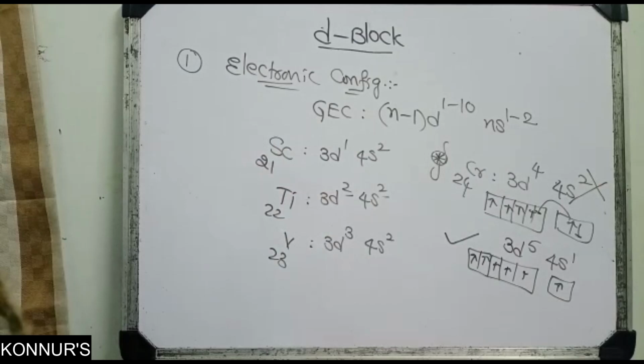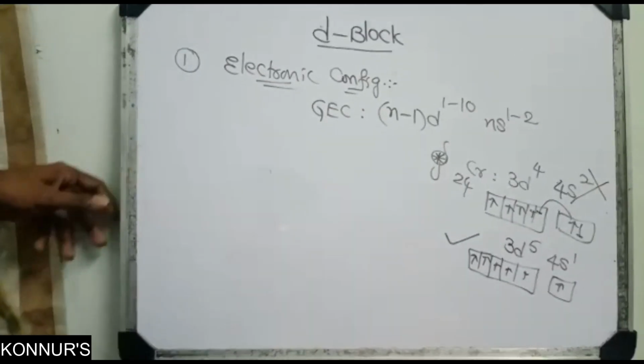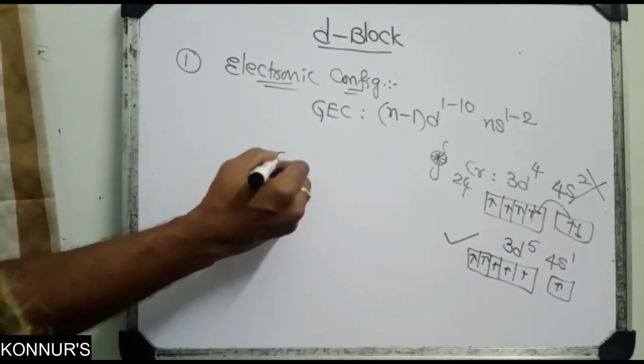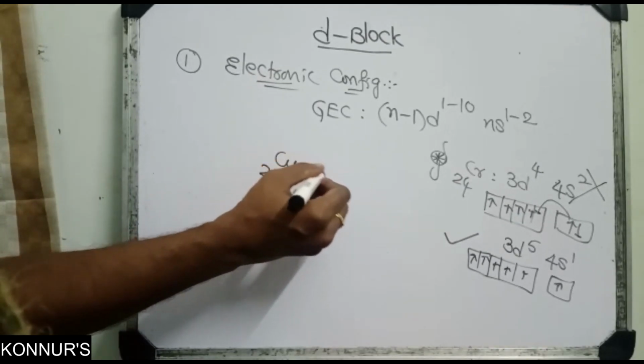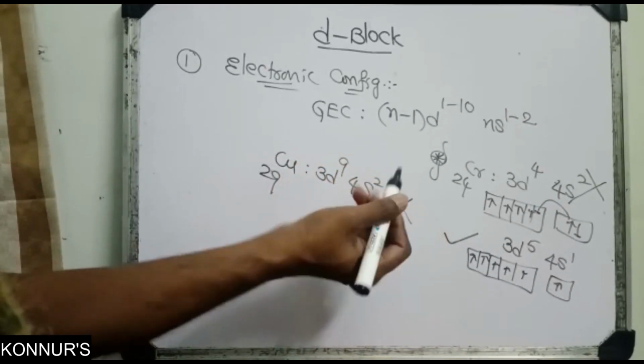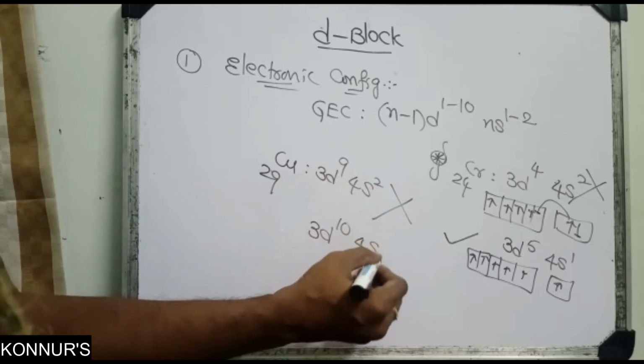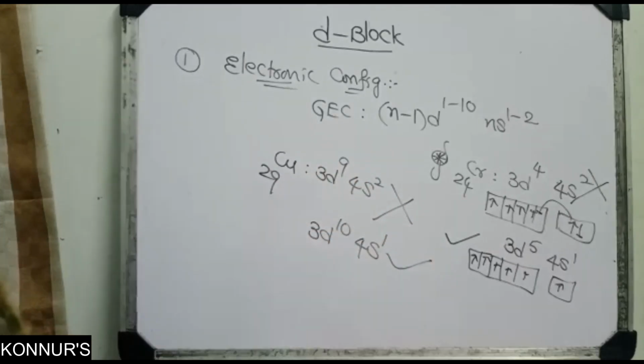That is one. Next, another important one, copper, 29. Writing 3d9 4s2 is wrong. You write 3d10, completely filled, and 4s1. This is correct.